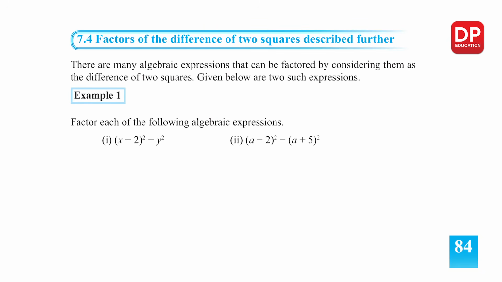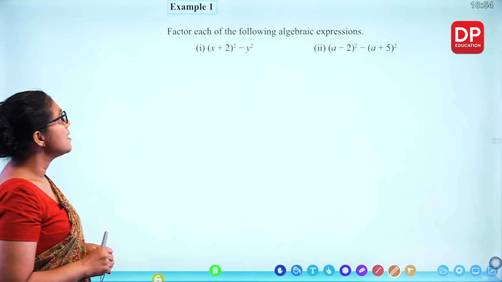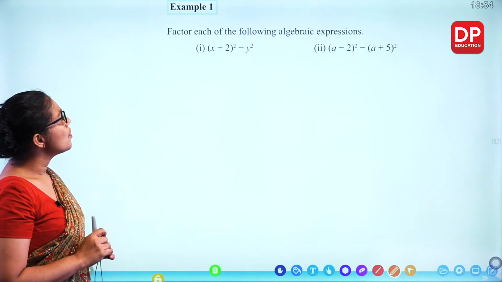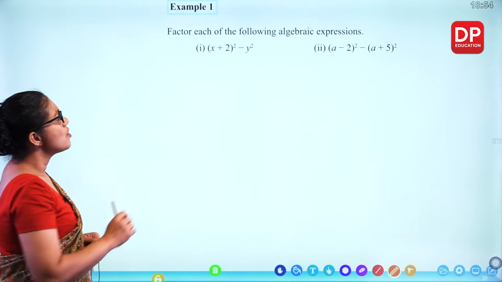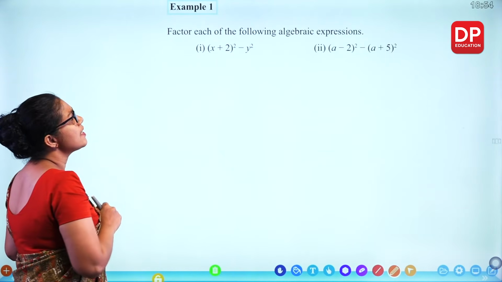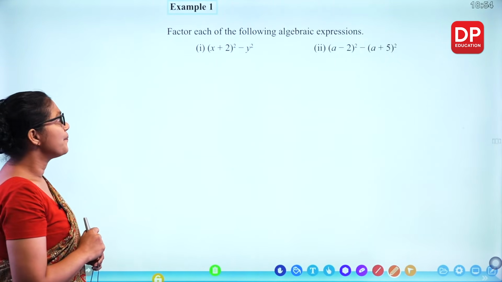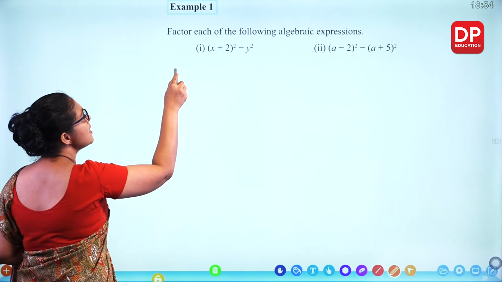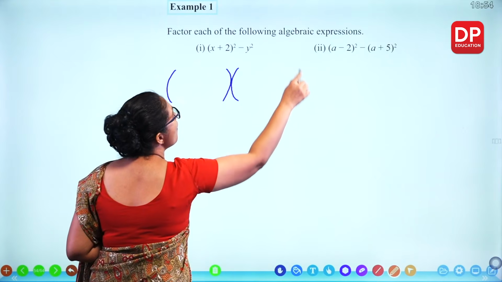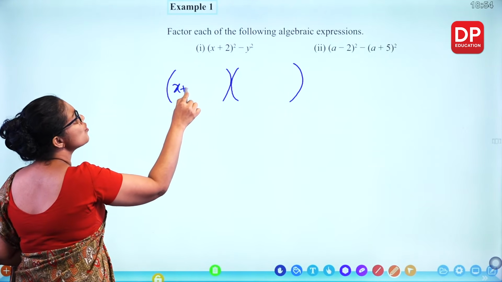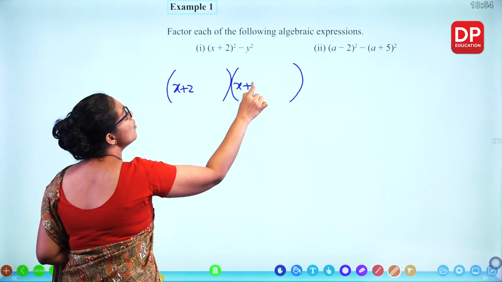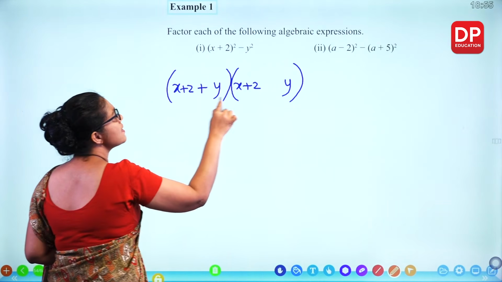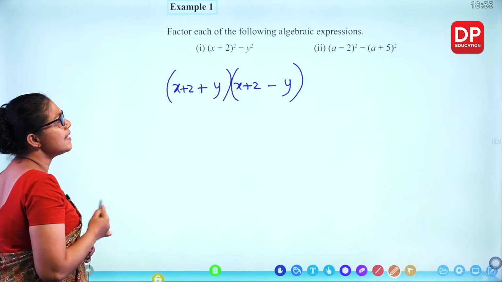Now we'll see more examples related to difference between two square terms. So in this example, you have given two terms with minus sign. So here straight away you can write down the factors as one factor is x plus 2 and the other factor is y. One is positive and one is negative.